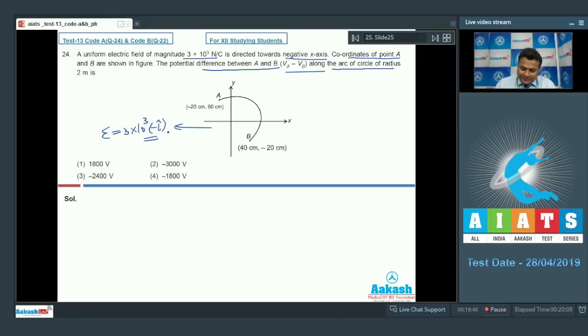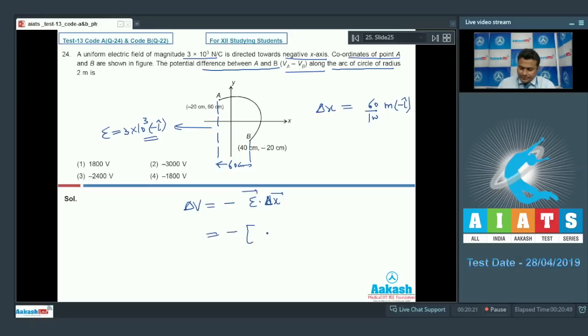Now electric field is along negative x direction. The particle has displacement along x as well as y direction, but we have to take only x direction because electric field is only in x direction. So therefore delta x we can write 40 plus 20, that is 60 centimeter. So delta x is 60 by 100 meter minus i cap. Electric field and potential are related as potential difference delta V, that is VA minus VB, will be what? Minus E dot delta x.